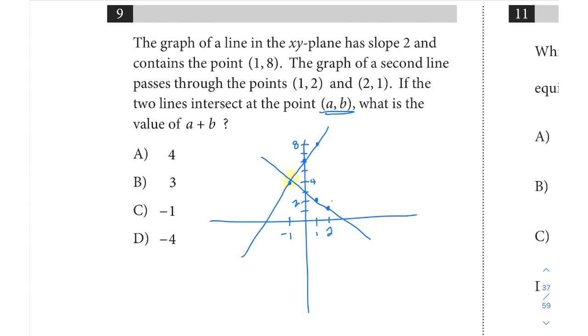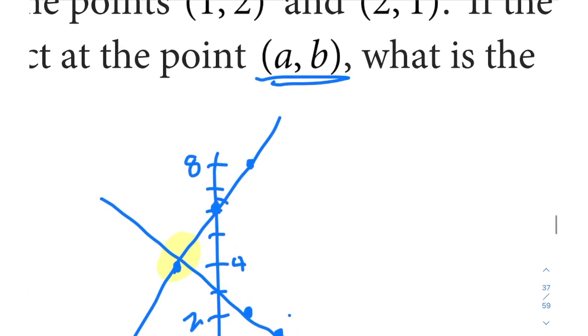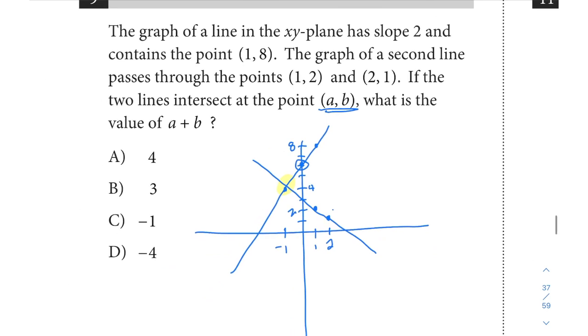So for the first line, we said that we cross the y-axis at 6, which was this point right here. And we know the slope is 2. So for that first line, we're able to write out a slope-intercept form equation, which is y equals 2x plus 6, in the form mx plus b.